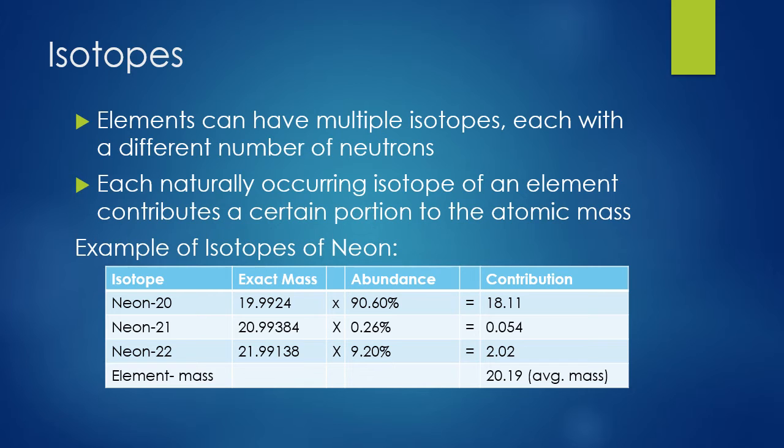So here's an example of isotopes of neon. There are 3 different isotopes of neon: neon-20, neon-21, and neon-22. With how they're written, we have the element name, and then after the dash, the number that comes after the dash, that's their mass number. So neon-20 would have a mass number of 20. Neon-21 would have a mass number of 21, and so on and so forth.